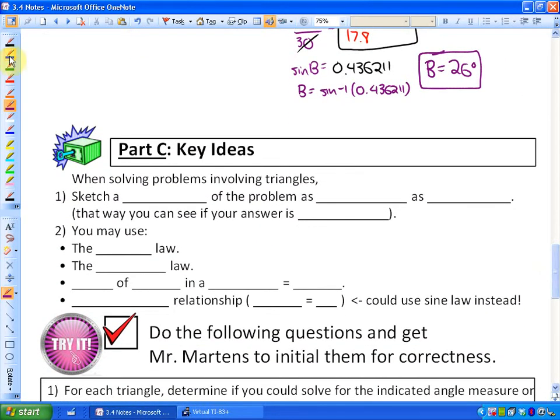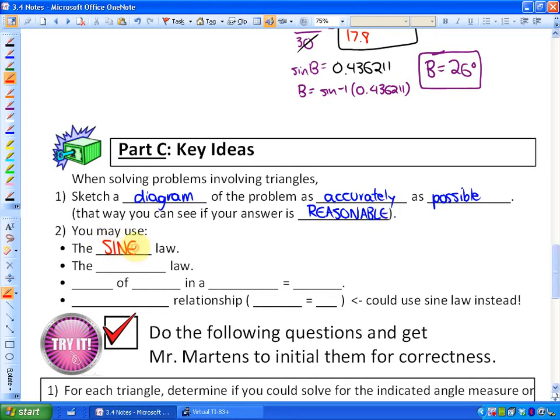So in summary for this chapter, here are the key ideas. Basically, it's how do we problem solve. It says when solving problems involving triangles, the first thing we're going to want to do is sketch a diagram of the problem as accurately as possible. It's very useful to be accurate in these problems, and here's the reason. That way you can see if your answer is reasonable. So you can see if the answer that you get makes any sense, and the more accurate you draw your picture, the better you'll be. And there are lots of ways to do this.